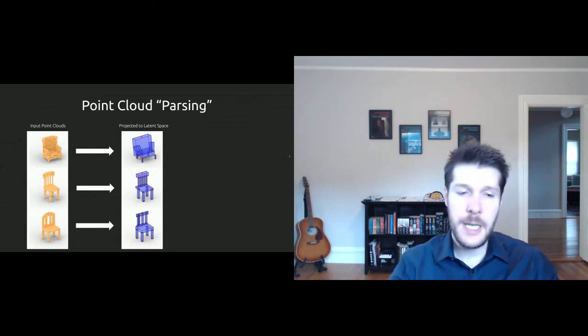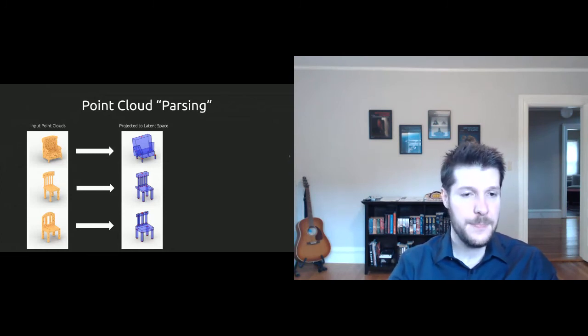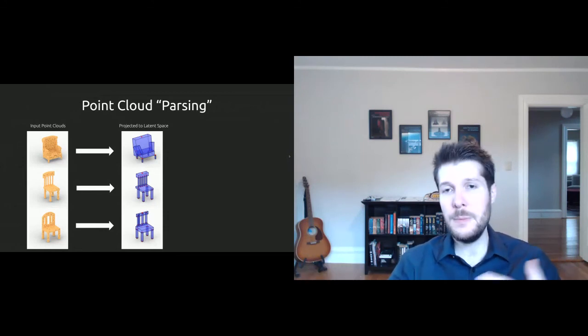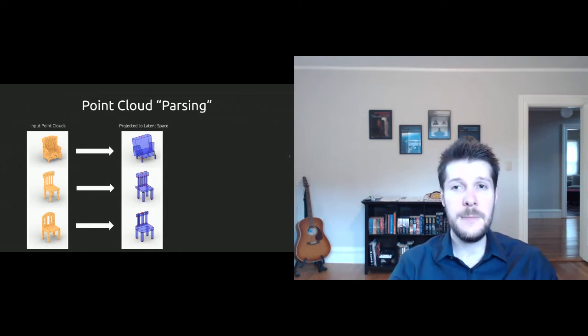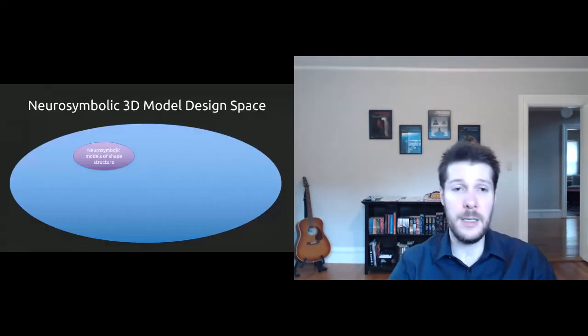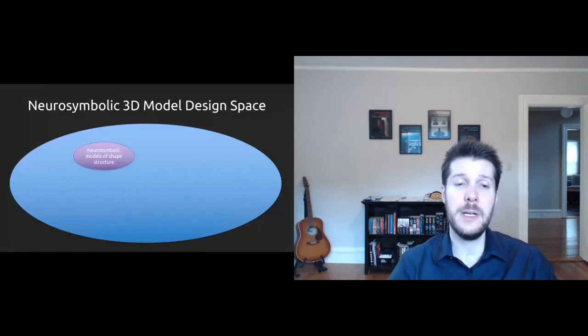I know I don't have too much time, so I just wanted to spend a little bit of time talking about what I think is next in this area. And I think that there's actually quite a big open design space of neurosymbolic forms of modeling for 3D content. So if this bubble represents the possible design space, really what I've talked about today has just been mining out this one little pocket of it, which is these neurosymbolic models of shape structures, right? What parts are there and how are they connected?